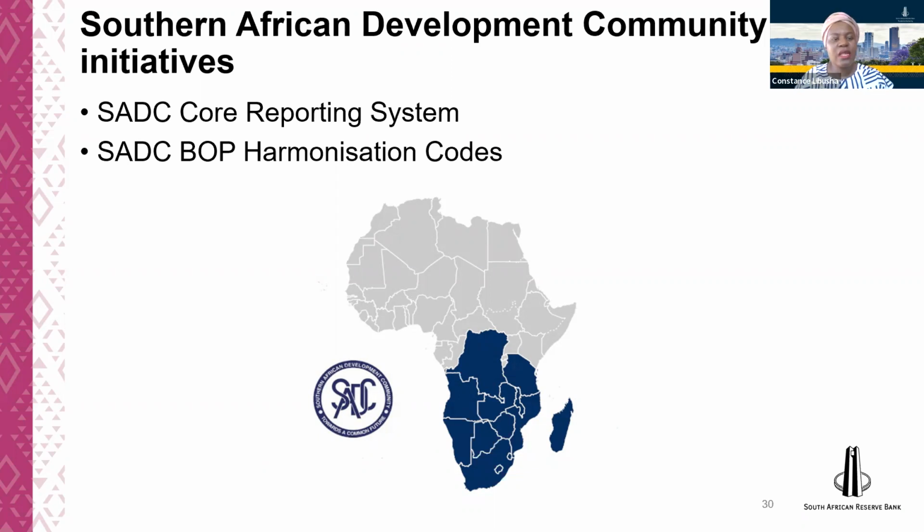The next one is SADC BOP harmonization of codes. As I've mentioned previously, our system uses a purpose code. So we want to know whether the inflow or the outflow is mainly gifts. Is it maintenance? What was the purpose of these codes?